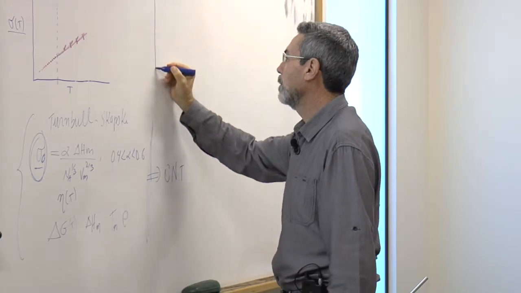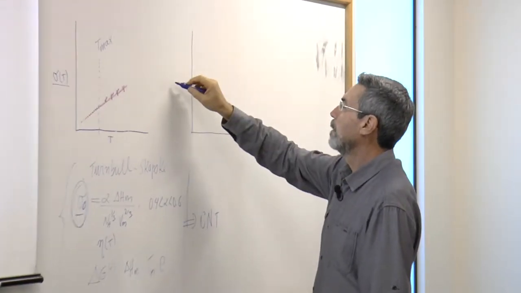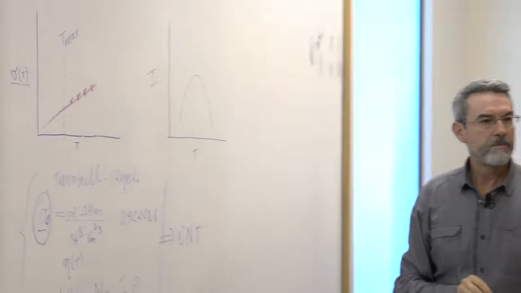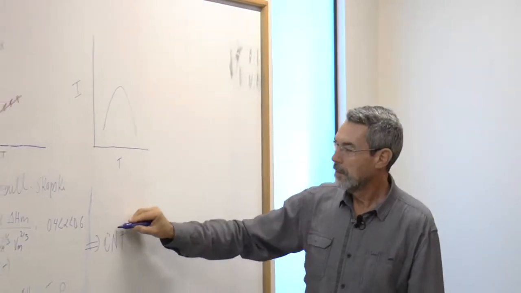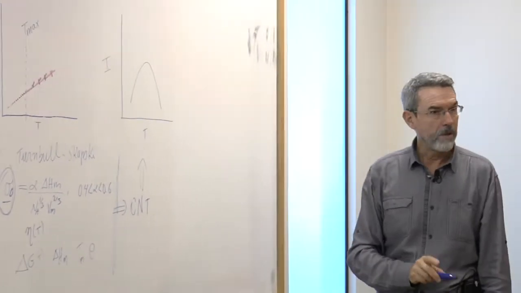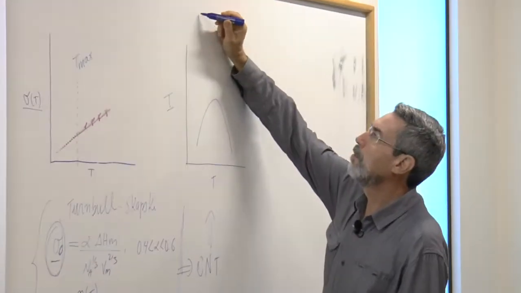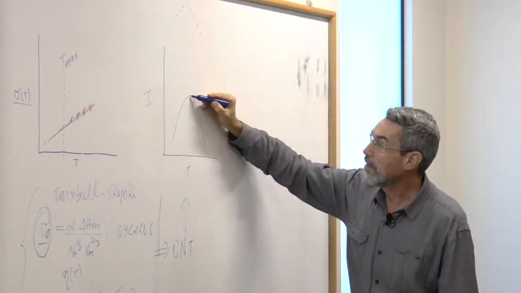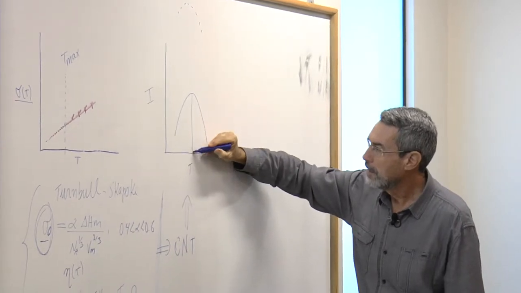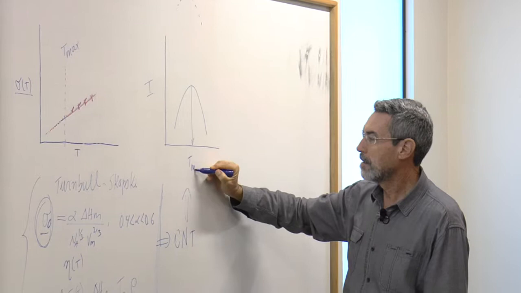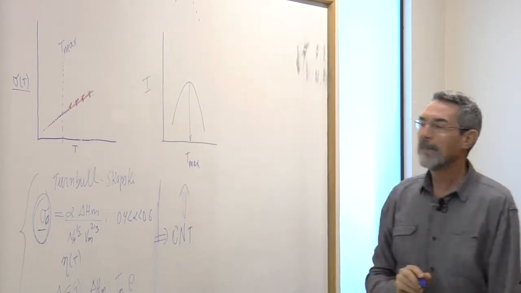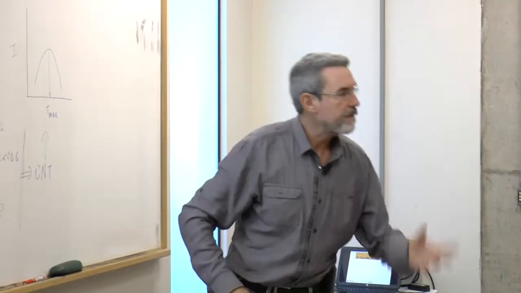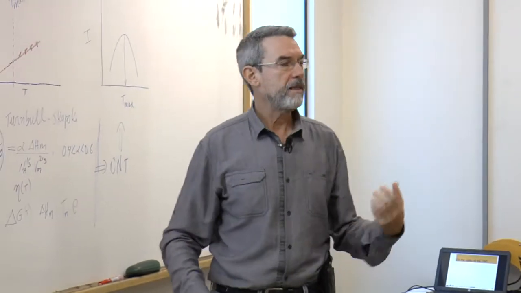We can predict a nucleation rate versus temperature curve. We know that the actual magnitude could be somewhere here. But we can predict this curve, and from this curve we can take the value of T max. Okay? And that's useful.